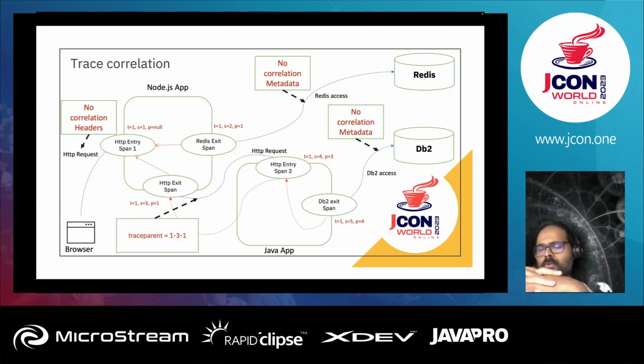So if you look at this scenario, where I have marked no correlation headers, we really don't need that correlation, because in Redis and DB2, when an external DB2 call or an external SQL call is made to any of these DBs, you actually have an exit span, and you have a timestamp, and you can wait for the response to come.